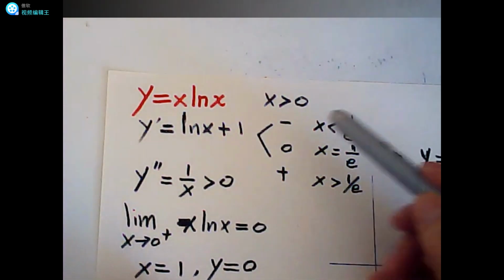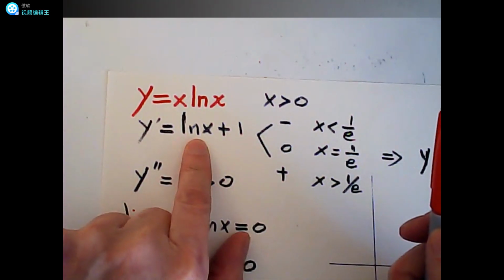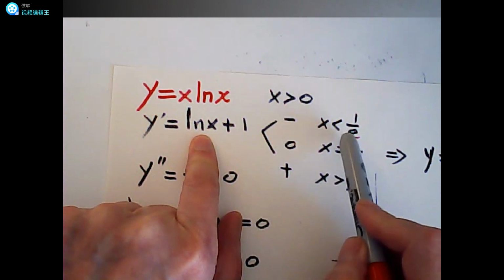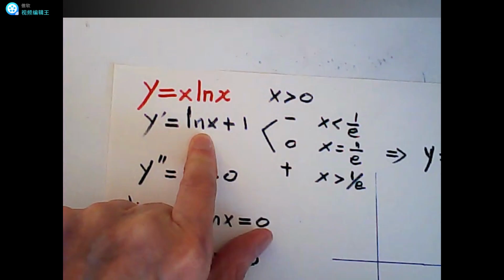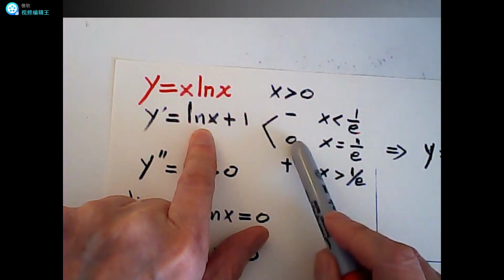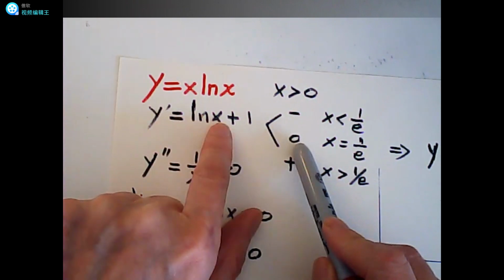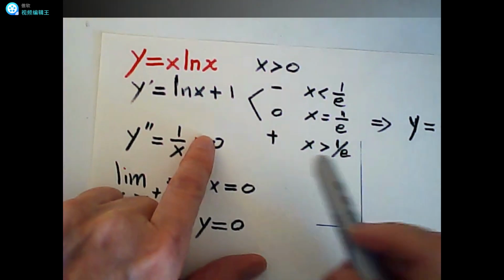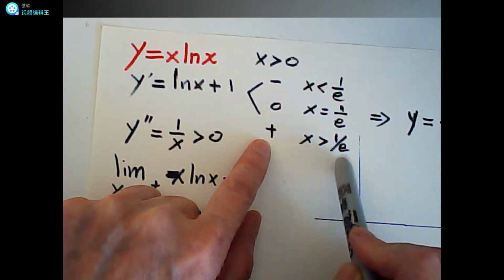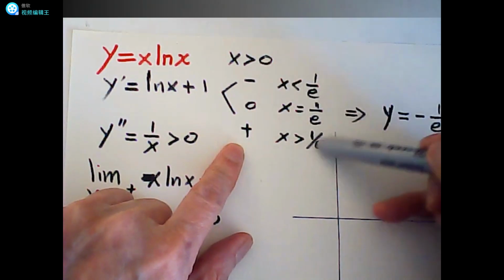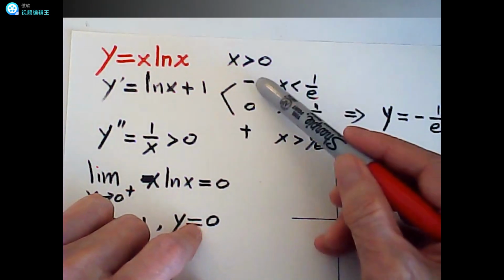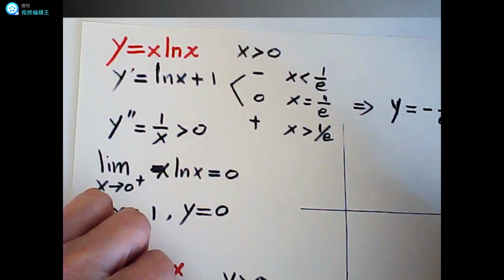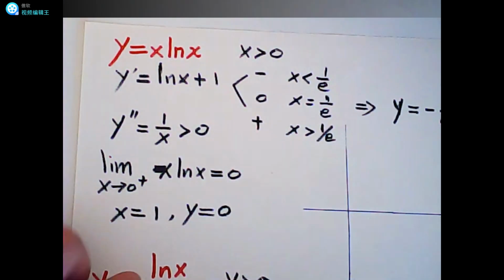So from this derivative, we know that the first derivative is negative when x is less than 1 over e. The first derivative is equal to 0 when x equals 1 over e, and the first derivative is positive when x is bigger than that. Okay, these are the subintervals over which we know the shape of the curve: increasing, decreasing, and so on.